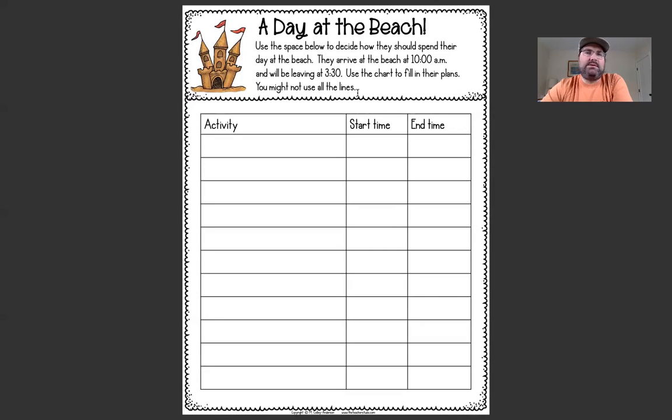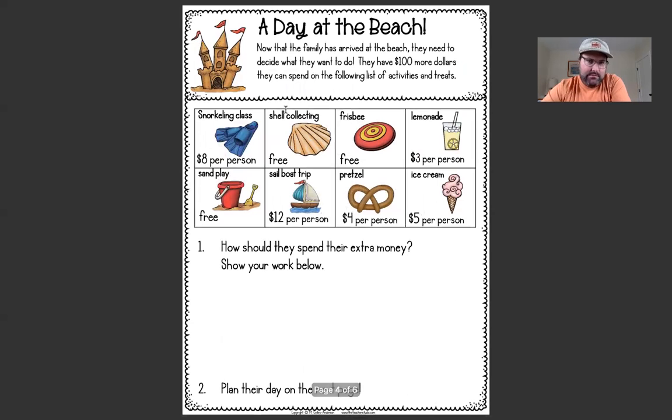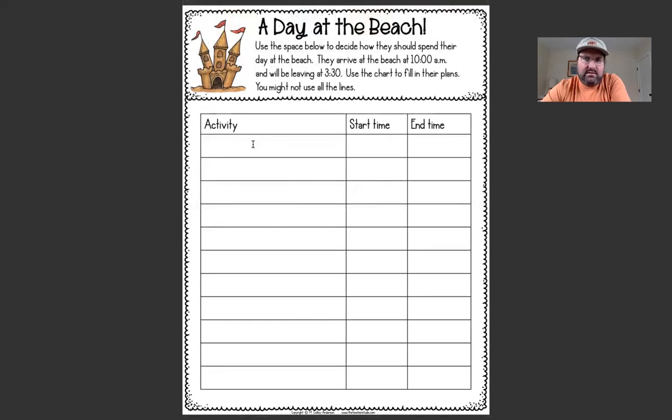You might not use all the lines, okay? So you might want to flip back to this and think about how much time you would spend doing each one of these activities. Well, 10 a.m., arrive at the beach. We started here, 10 a.m., and maybe it takes us 30 minutes to set up. So we arrive and set up. So I could put 10 a.m. If I spent 30 minutes doing that, what time would that activity end, right?